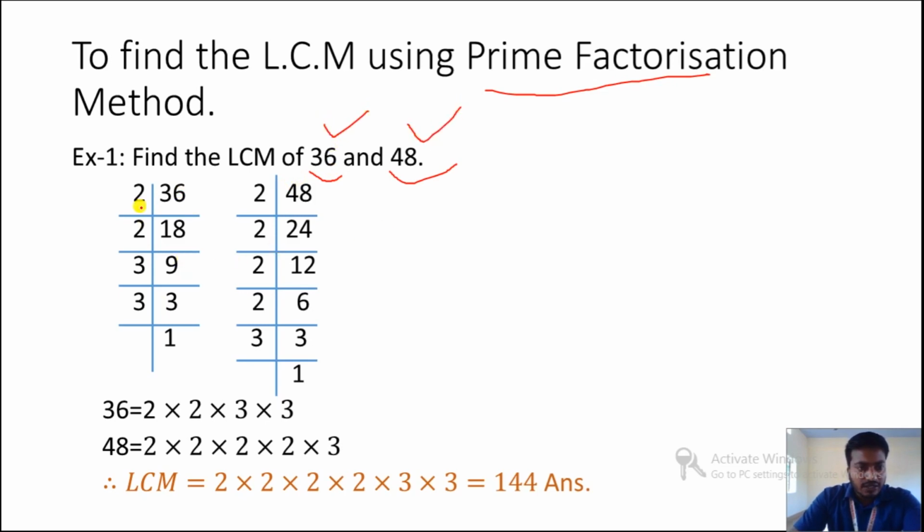First we have 36. We divide it by the smallest prime number, which you know very well is 2. We see whether it is divisible by 2 or not. The unit digit is 6, so easily we can divide by 2. When we divide 36 by 2, we get 18. Still we can divide 18 by 2, so we divide by 2 and get 9.